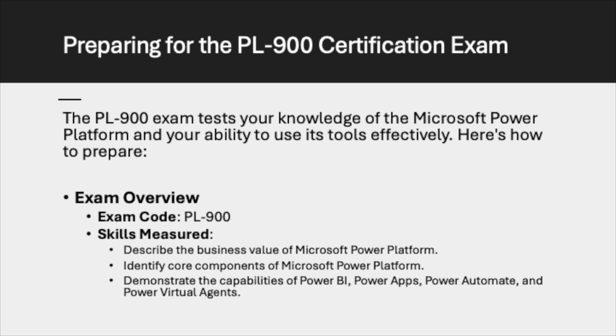Preparation for the PL-900 certification exam. The PL-900 exam tests your knowledge of Microsoft Power Platform and your ability to use its tools effectively. Here's how to prepare. The exam code is PL-900. The skills measured include describe the business value of Microsoft Power Platform, identify core components of Microsoft Power Platform, and demonstrate the capabilities of Power BI, Power Apps, Power Automate, and Power Virtual Agents. You've done most of it already and you should be good to go.